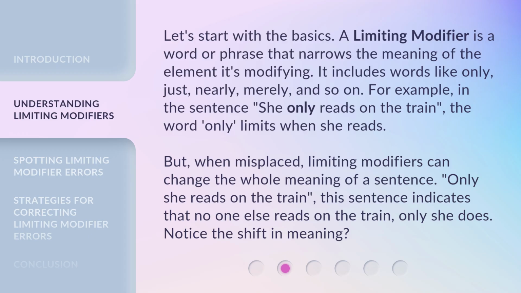But, when misplaced, limiting modifiers can change the whole meaning of a sentence. "Only she reads on the train." This sentence indicates that no one else reads on the train. Only she does. Notice the shift in meaning?